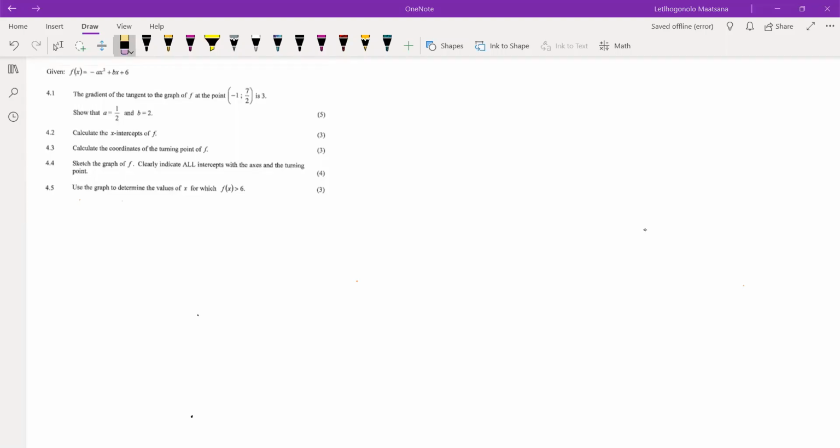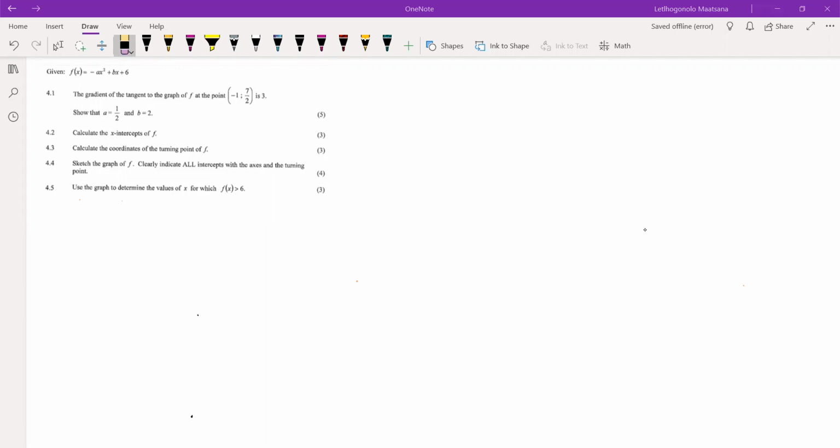Question 4.3 wants us to calculate the coordinates of the turning point. If you look at your answer sheet, there are 2 ways of doing this, and the first method has 3 ways in which they calculate the x value. But we will only be looking at 2 ways in which they calculate the x value, and both ways in which we can calculate the turning point.